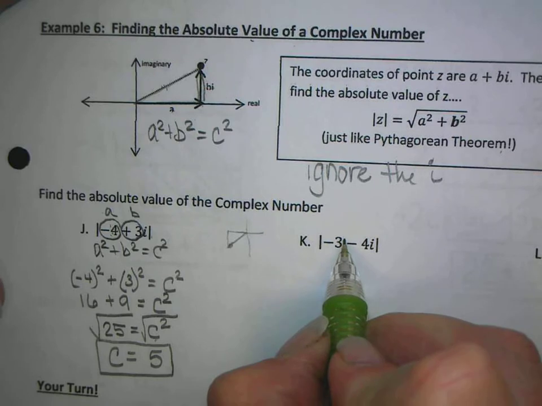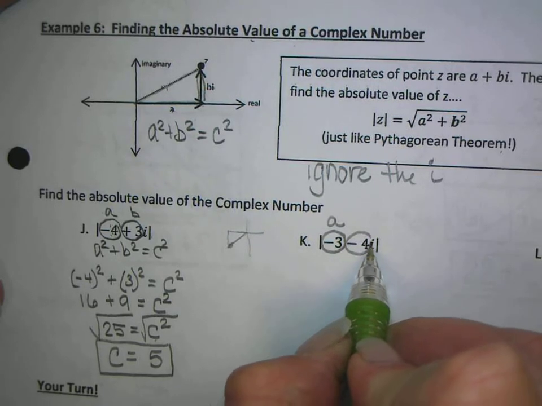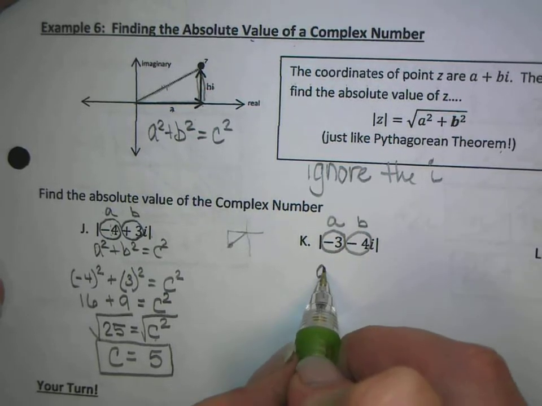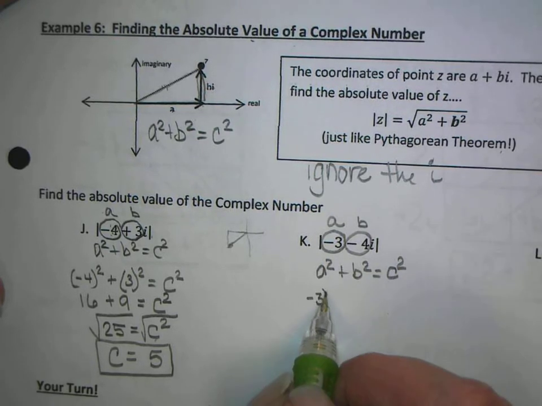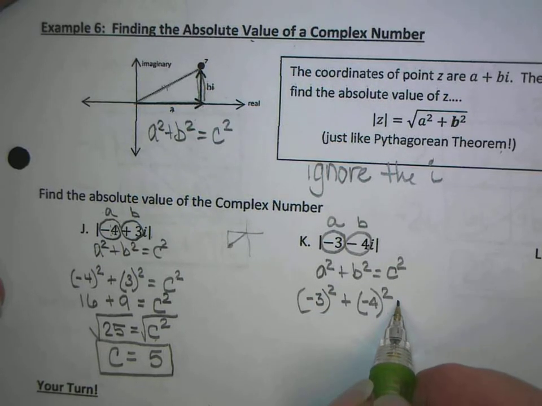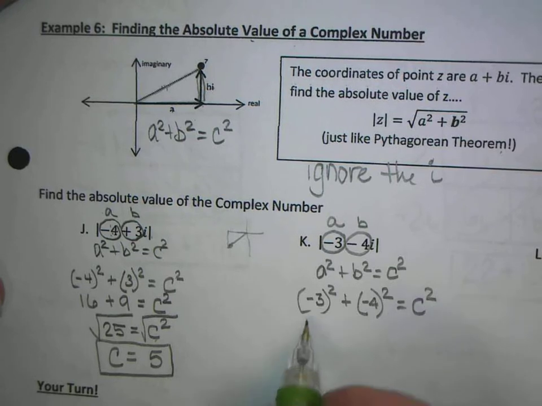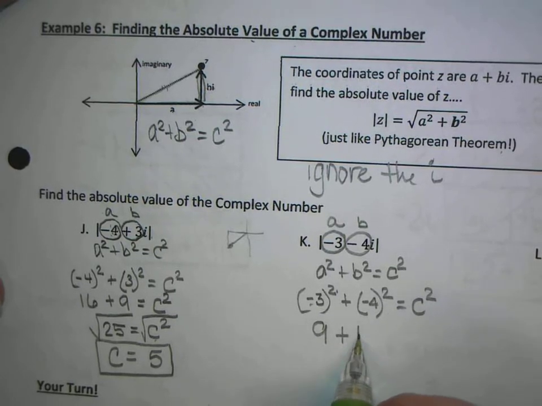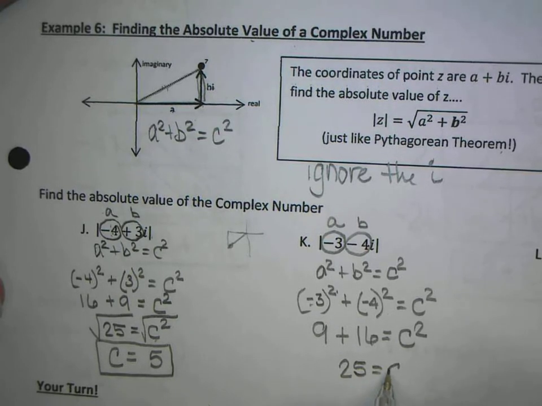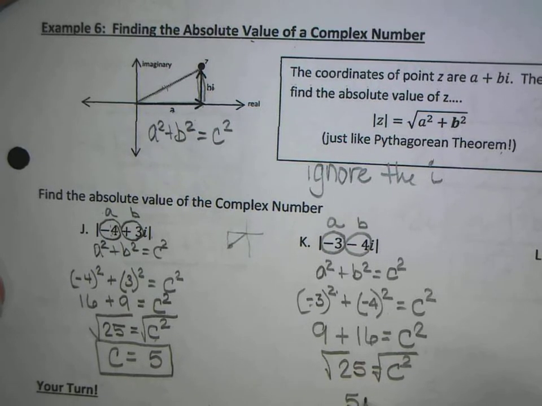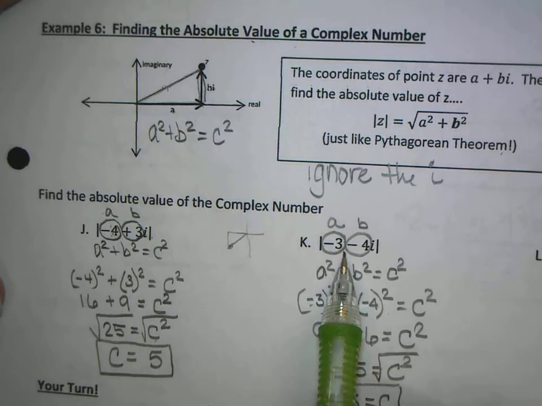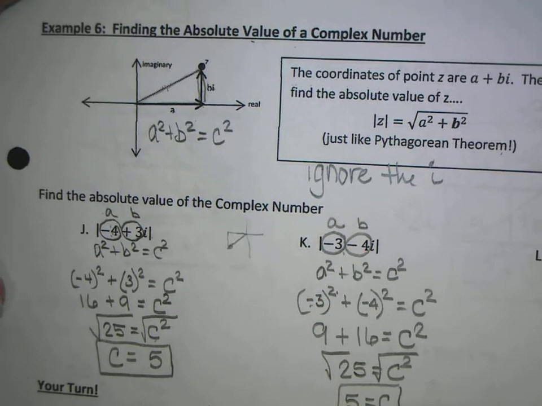All right, a is negative 3, b is negative 4. So again, a squared plus b squared equals c squared. You're going to go negative 3 squared plus 4 squared equals c squared. 9 plus 16 equals c squared. You're going to get 25 equals c squared. I know it's the same. Square root both sides, and that's going to give you 5 equals c. The absolute value of this point is 5.